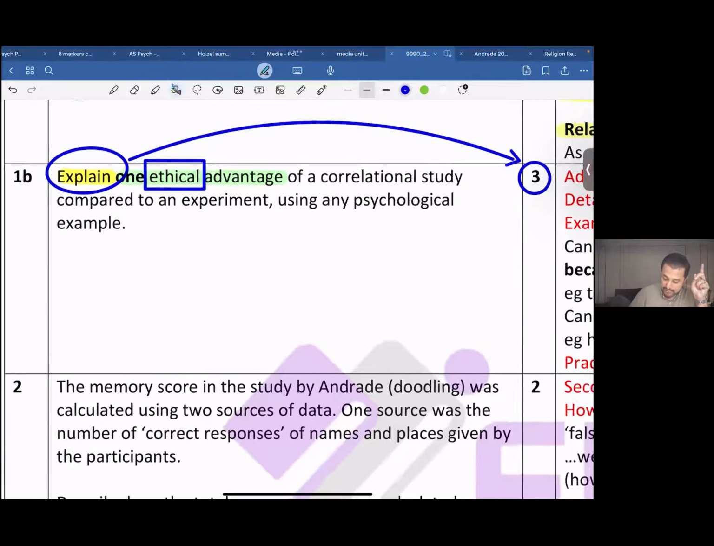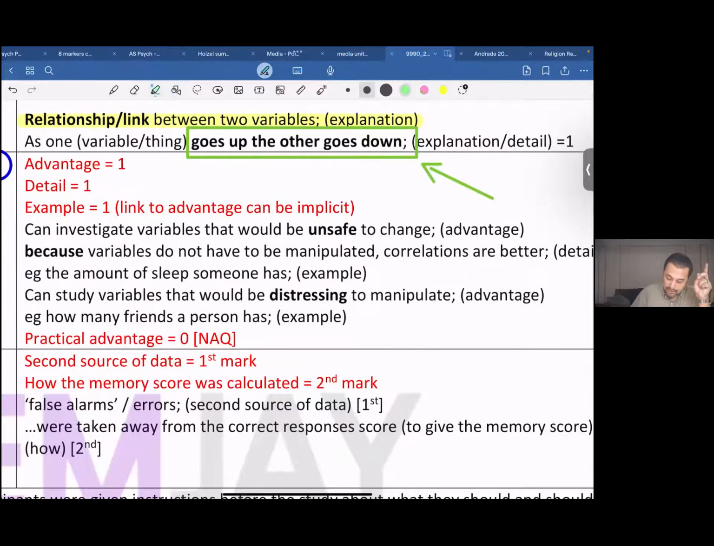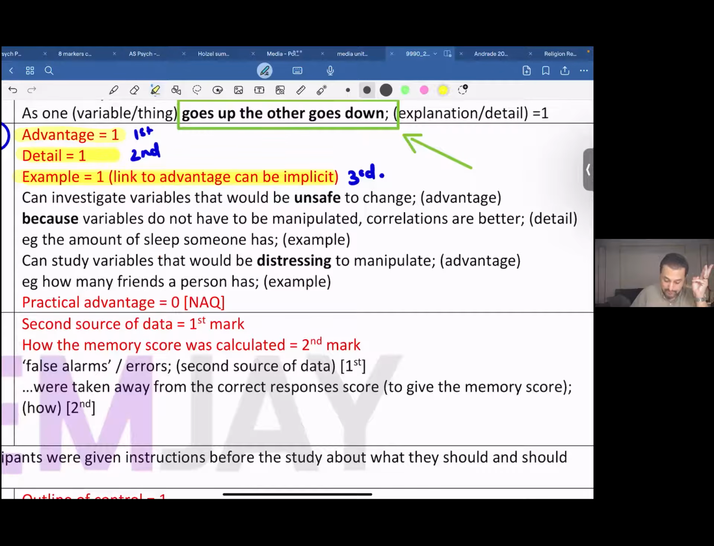So taking a look at what the examiner expects from us, number one, you're getting the first mark over here for writing down the advantage. You're getting the second mark over here for further developing that advantage or providing detail to it. You're getting the third mark over here by providing an example, right? So the first mark from here, the second one from here, and the third mark from here. Now, let's have a look at a couple of examples that the examiners have used.